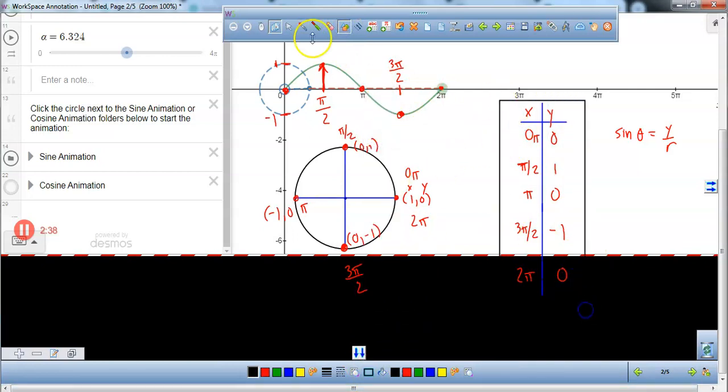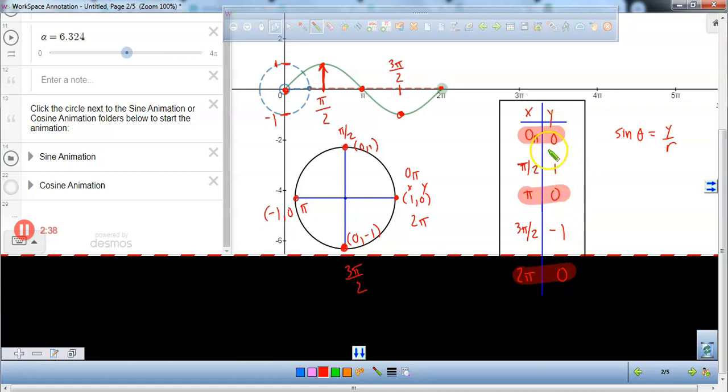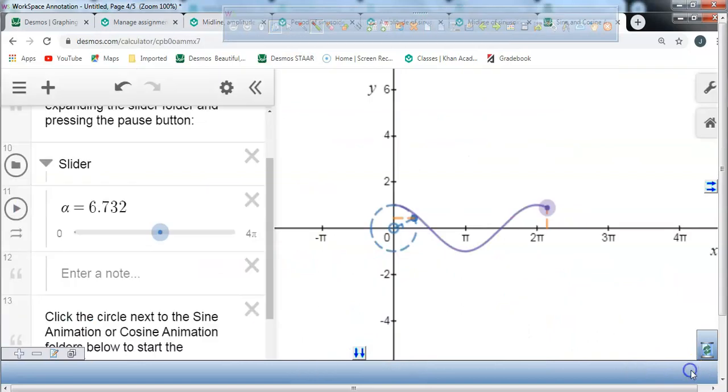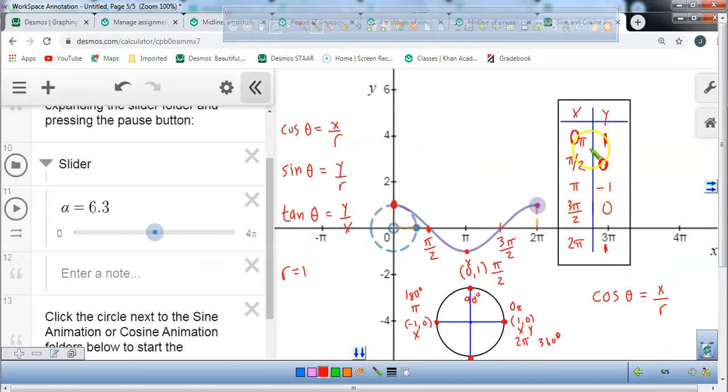And I'll highlight something that's going to be important. Notice every single multiple of pi, what's the y value? 0. So basically every single time you're at a multiple of pi in the sine of x graph, the y value is always going to be at 0. When I go to the cosine of x graph, right here, where are the zeros? They're not at pi, they're at halves of pi. That's where the y values are at 0.